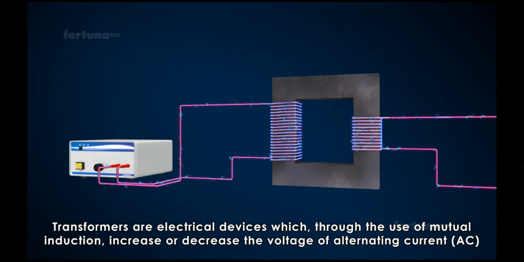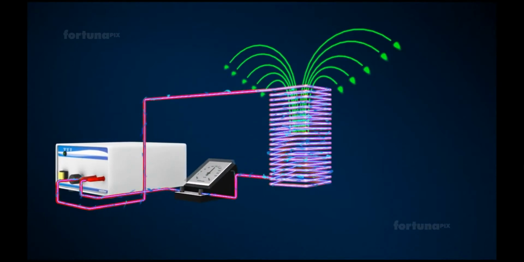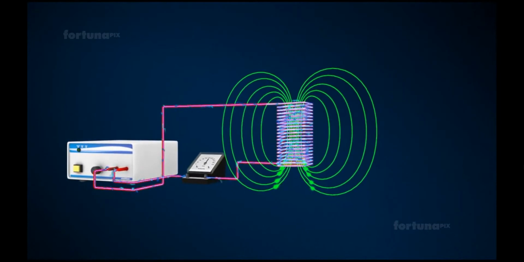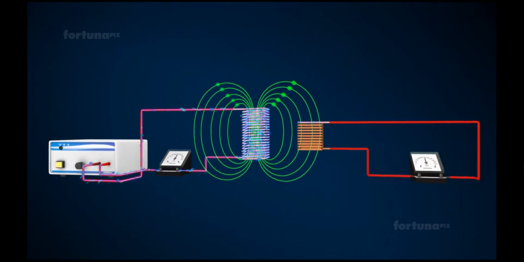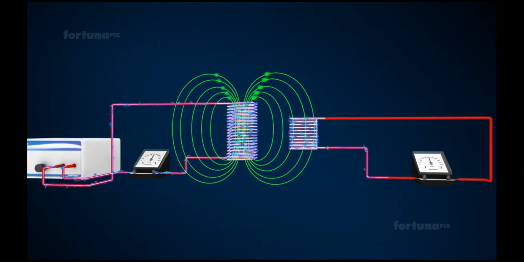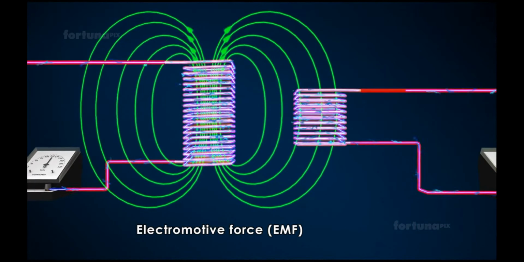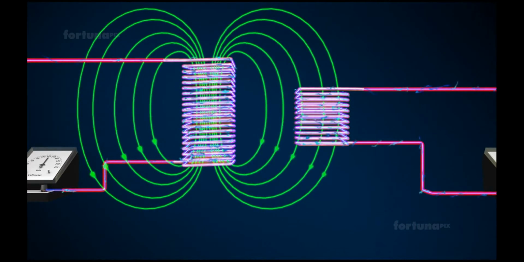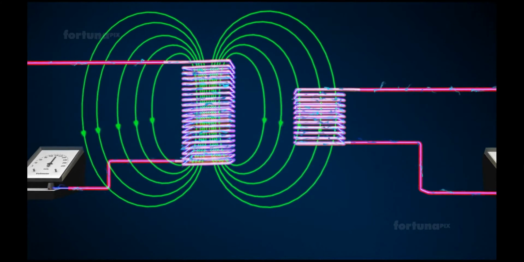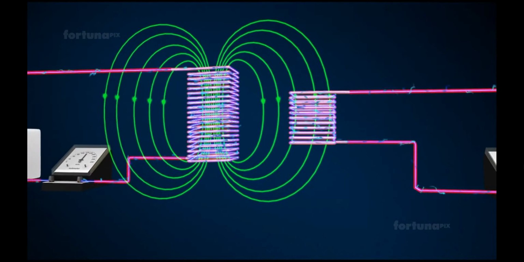As electric current flows through a coil of wire, a changing magnetic field is generated around it. When another coil unconnected to any current source is brought near this magnetic field, a voltage is induced in it. This induced voltage is known as electromotive force, or more commonly EMF, and this is the principle on which transformers operate. Mutual induction is the phenomenon of inducing an EMF in a coil placed close to another coil which has a variable current flowing through it.